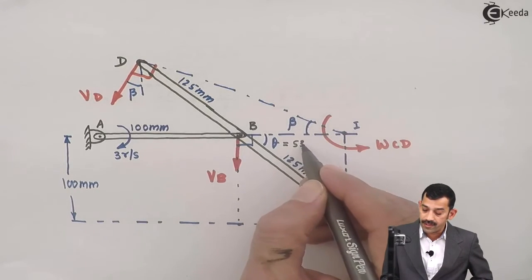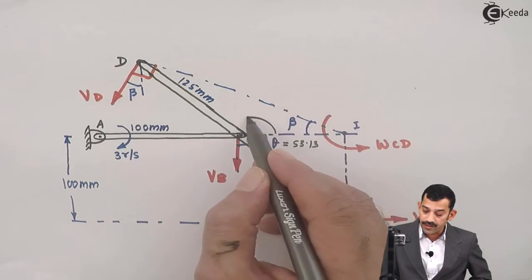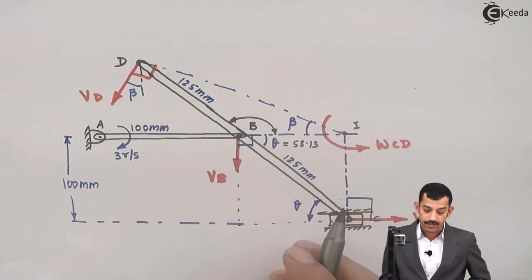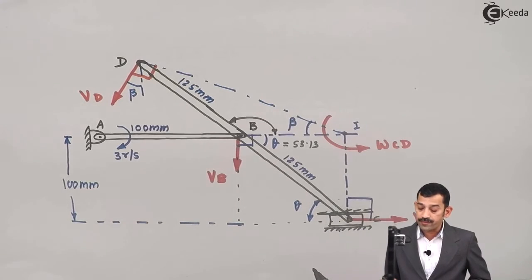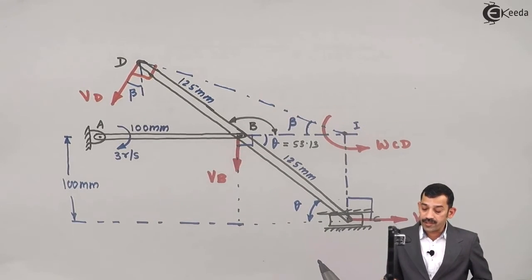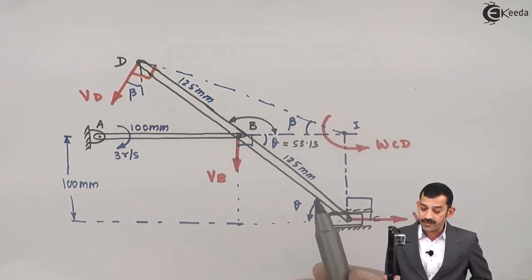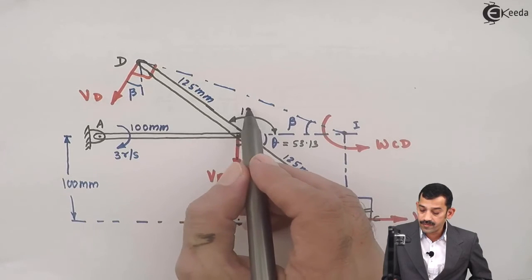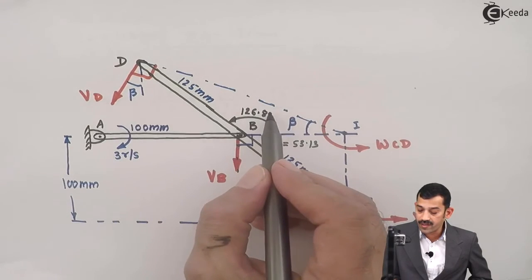Now this is 53.13. As this angle is known, what about this angle? Easily you will get this angle as 180 minus 53.13. 180 minus 50 is 130. That means it is 126.87.